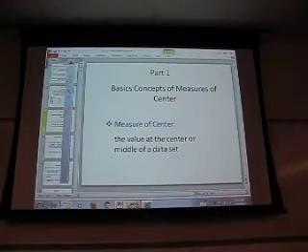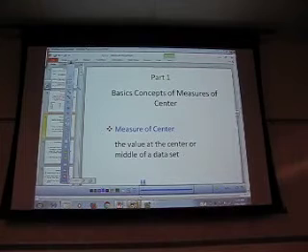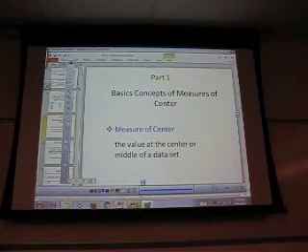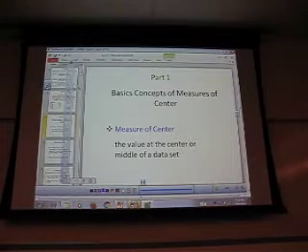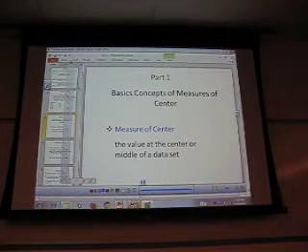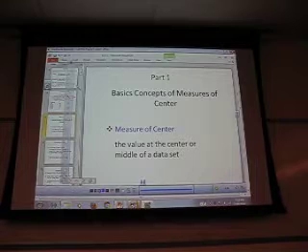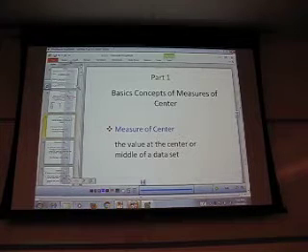Project 1. So this is, sorry, not Project 1, Part 1. This is 3.1. Measures of center. So measures of center are things that are kind of at the center of the data set, like averages.